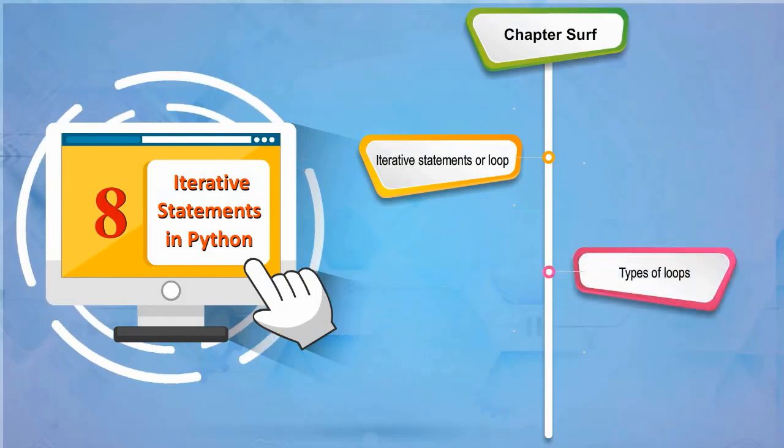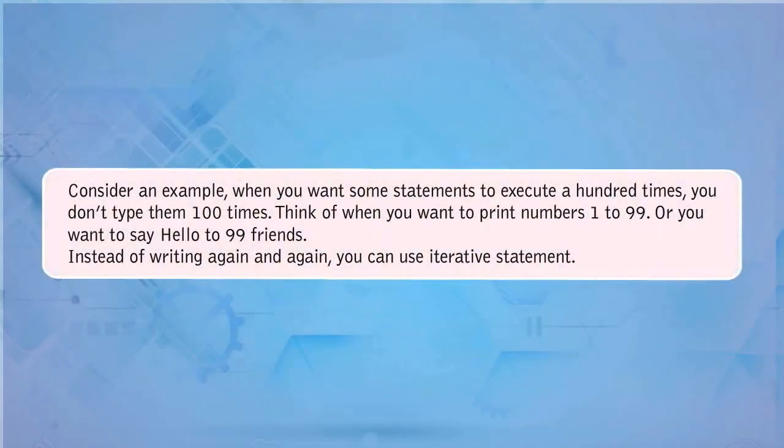Types of loops. Consider an example when you want some statements to execute 100 times. You don't type them 100 times. Think of when you want to print numbers 1 to 99, or you want to say hello to 99 friends. Instead of writing again and again, you can use an iterative statement.